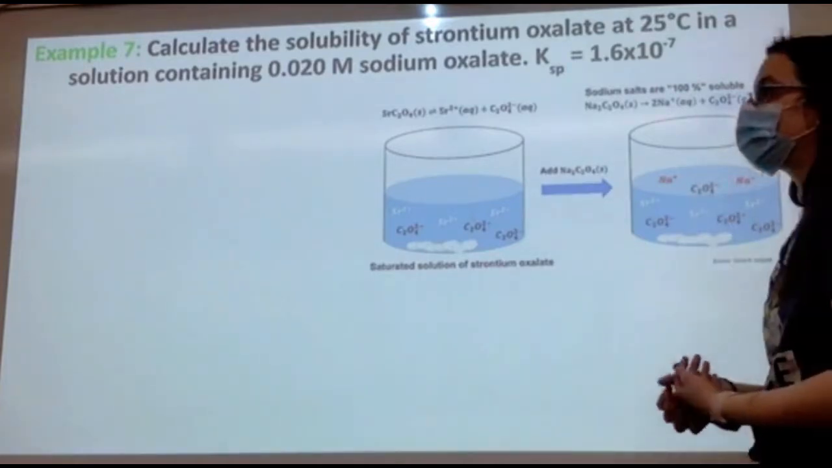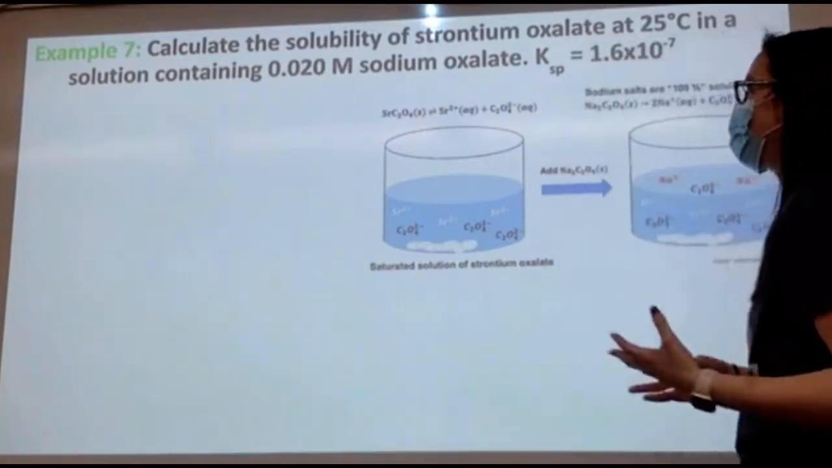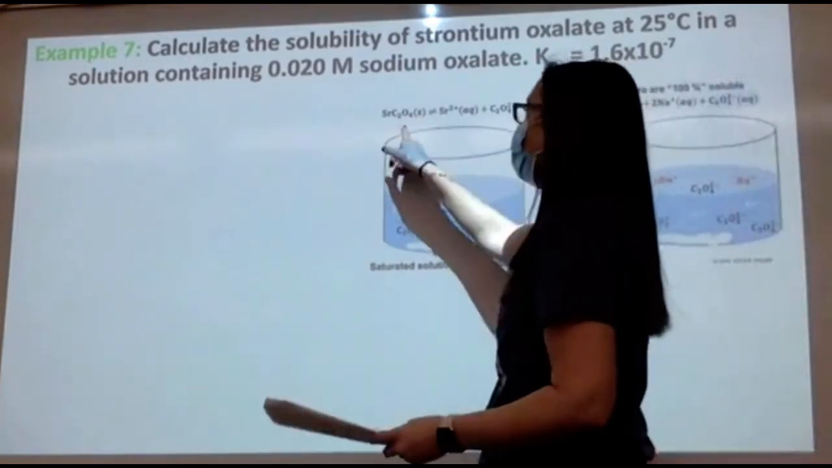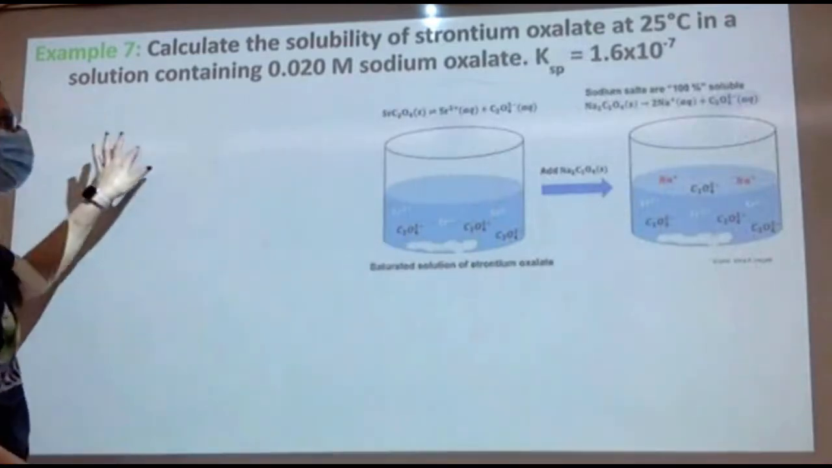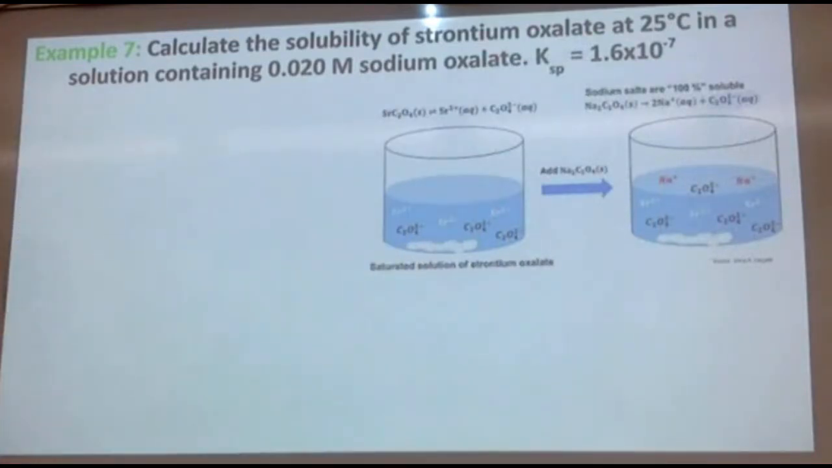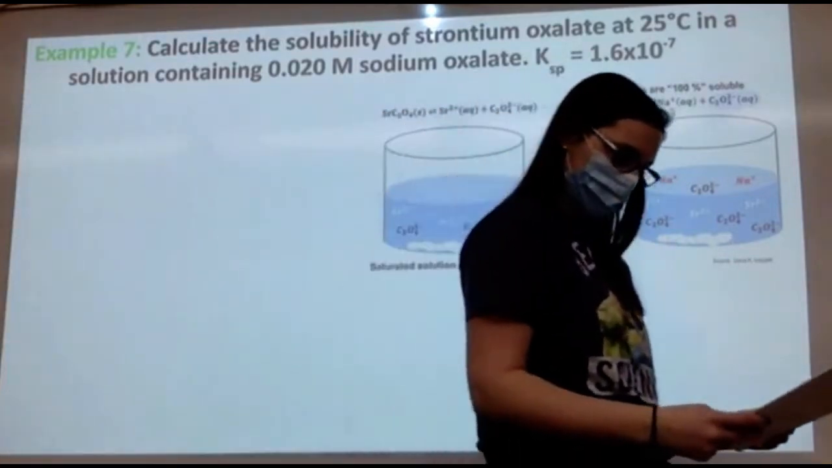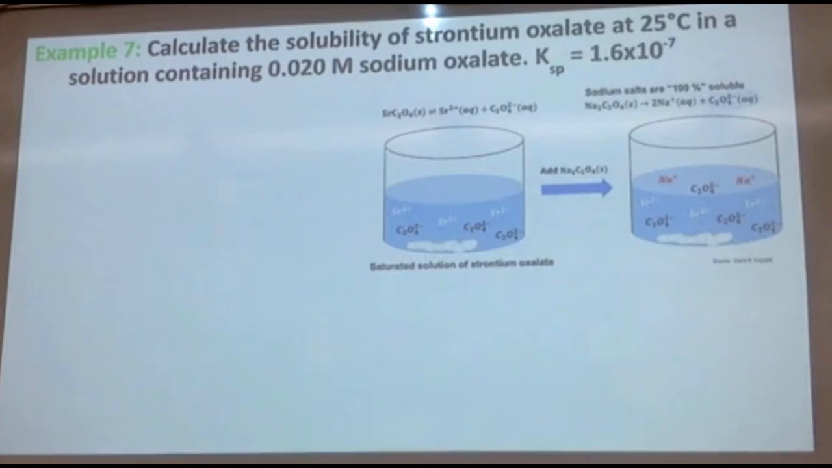So set it up like we've done. You have your ice table, but now instead of both of the ions being 0 initially, you're going to have oxalate. So see if you can solve. For example 7, you're solving for the solubility. You have your equilibrium here. If it helps you to rewrite your equilibrium equation, you can do your ice table underneath it. Write the Ksp expression. Think about what gets plugged in.